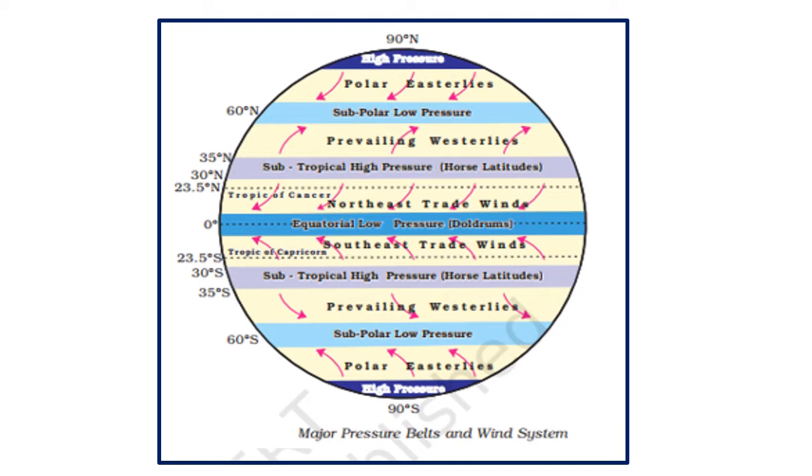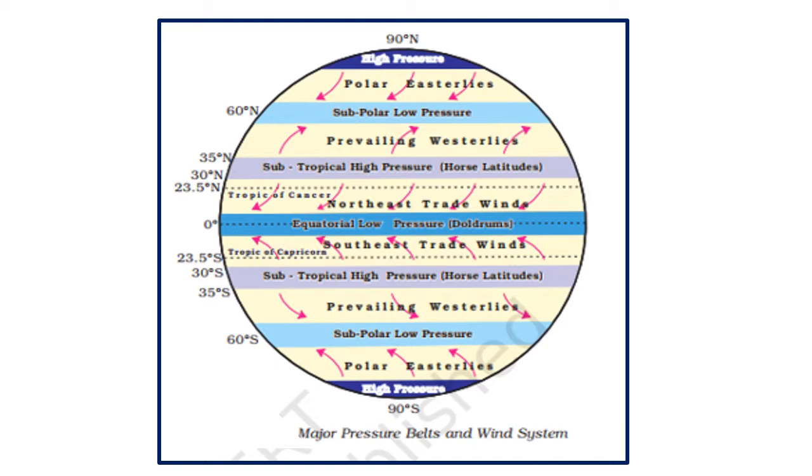Next, near 30 degrees in both hemispheres, the area is of high pressure. What is the reason, we will see later on. Between 60 to 65 degrees in both hemispheres, the area is of low pressure belt, and near the poles, the area is of high pressure. What is the reason here? Because poles remain cold throughout the year. So air above the poles is very heavy, so it sinks and exerts high pressure.